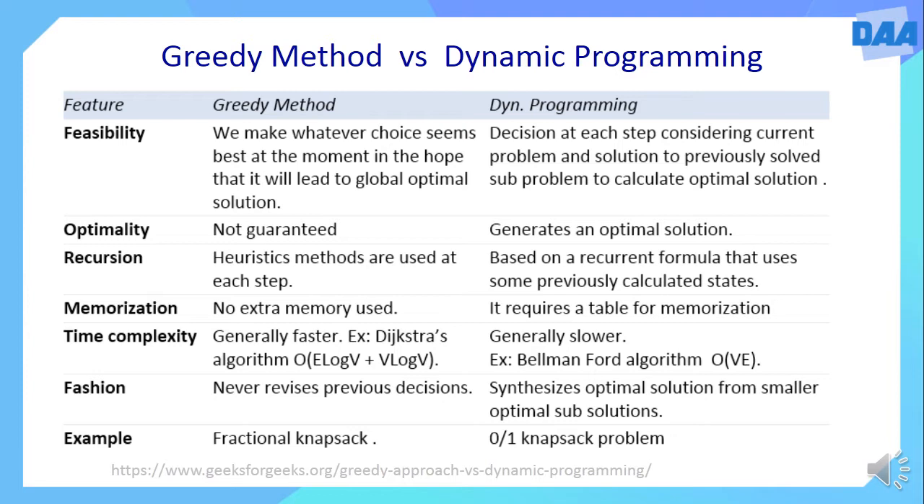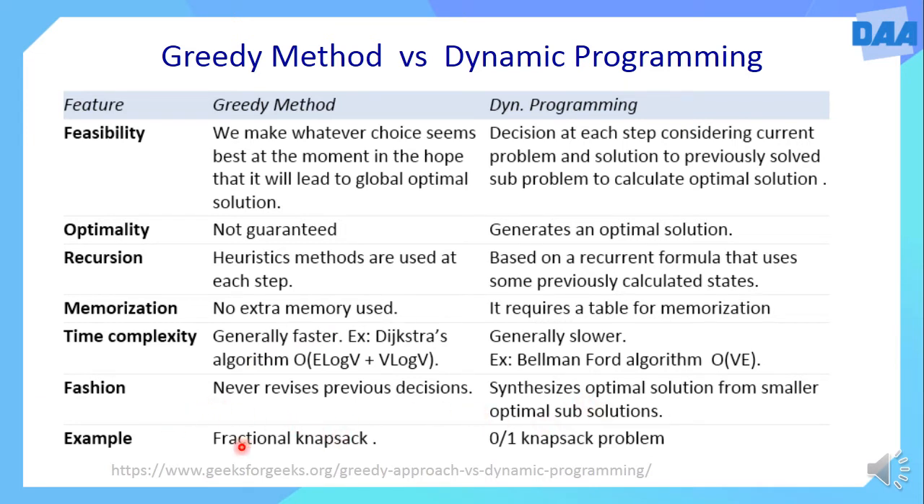One more thing with respect to the methodology used: the greedy method uses some heuristic methods at each step, whereas dynamic programming uses a recurrence formula to use previously computed results to solve the problem. No extra memory is used in the greedy method, whereas the solutions to the earlier subproblems need to be stored in dynamic programming. That is why it consumes a little amount of memory. Usually the time complexity of the greedy method is faster compared to dynamic programming.